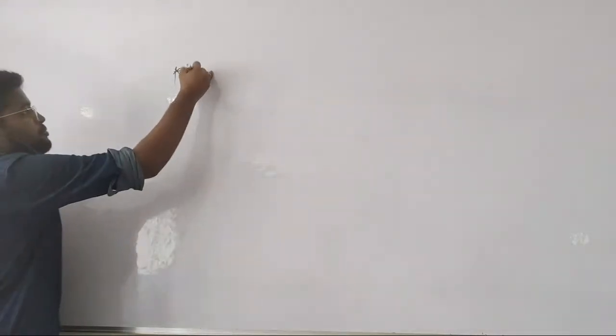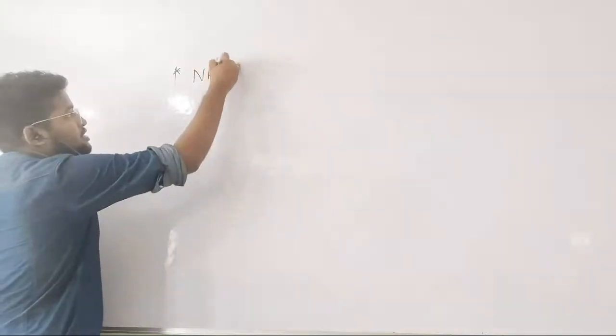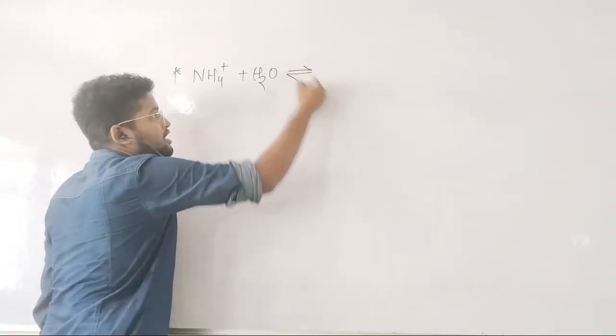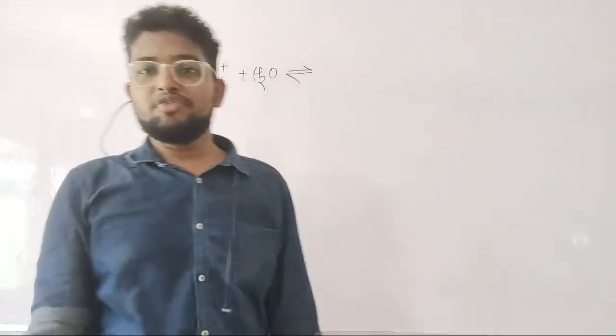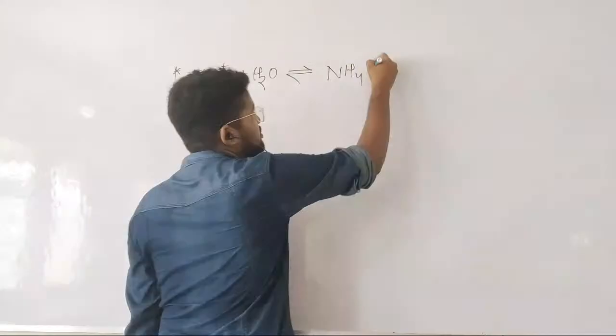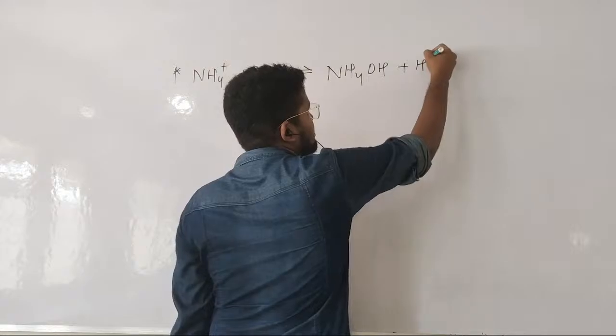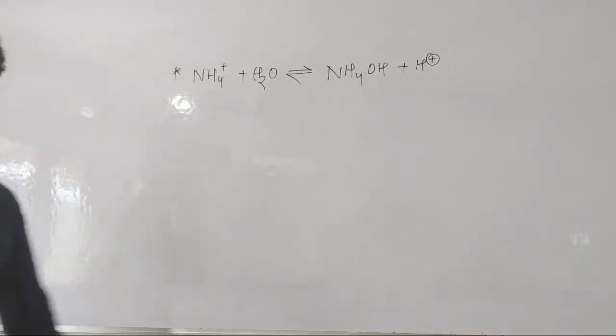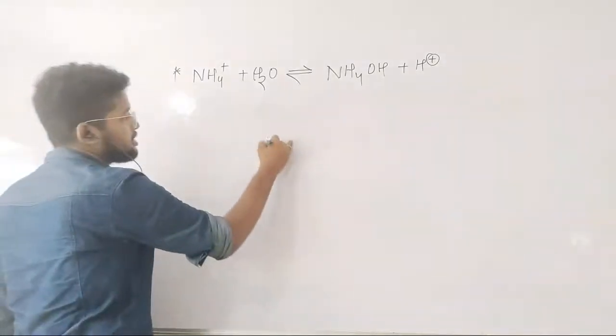So now we'll go to the best part. We'll calculate the pH, or pOH, of the hydrolysis. NH4 plus is reacting with water, or NH4 plus is hydrolyzed in the presence of water. What are we getting? From the previous equation, NH4OH plus H plus, right? NH4OH plus H plus. So what was the relation there?